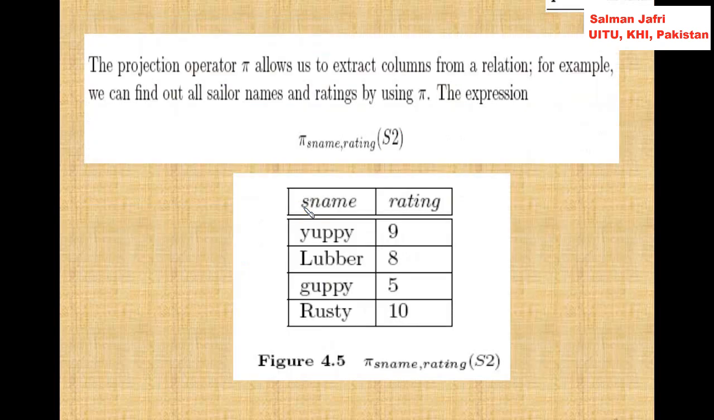So after selection, the projection operator pi allows us to extract columns from a relation. For example, we can find out all sailor names and ratings by using projection pi. So what can we write? We can write pi, project sailor name, rating from relation S2. So from all the fields of S2, we are just projecting sailor name and rating.